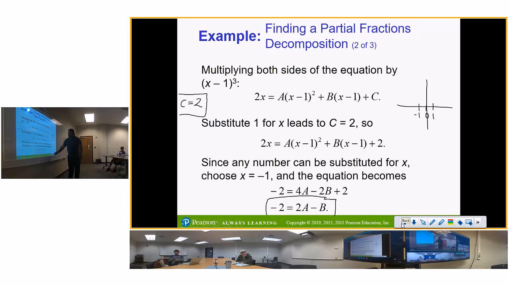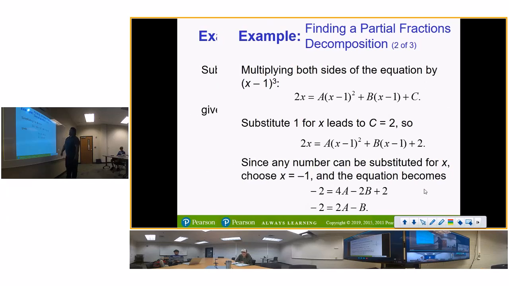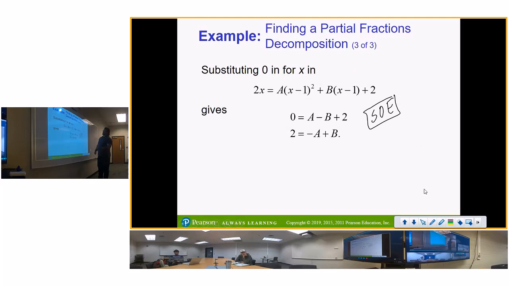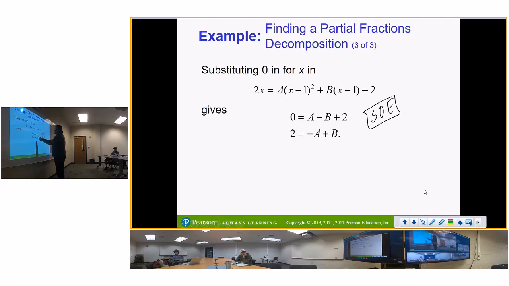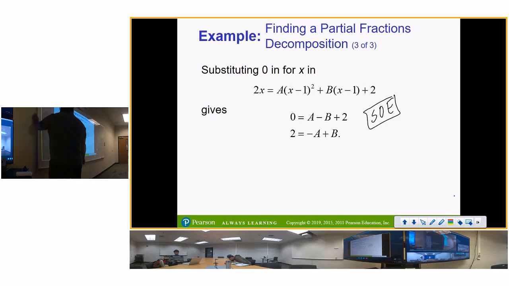Okay, when you plugged in right here, you see that one? That's when you plugged in -1. Everybody write that down. All right, -2 equals 2A minus B. Everybody got that? All right, now when you plug in 0, because those are the 3 easiest numbers, you get the top one right here, which is equal to -B, and now you solve those two. What was the other one over there? -2 equals 2A minus B.